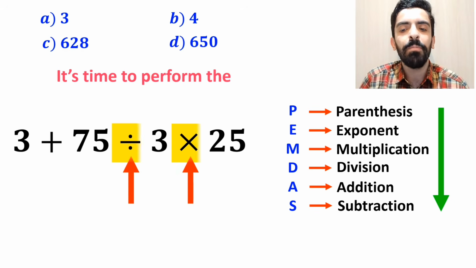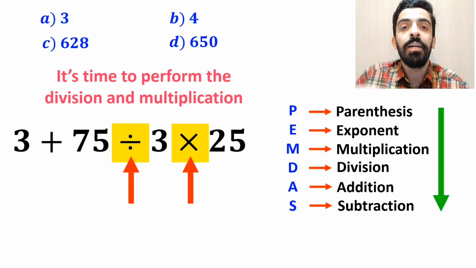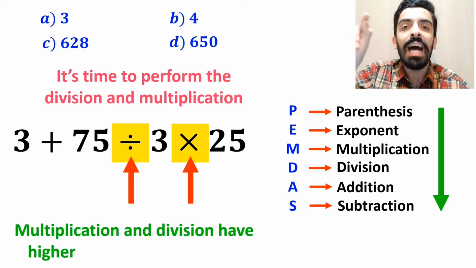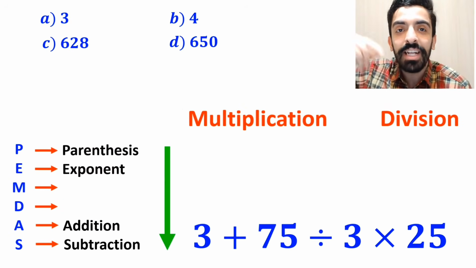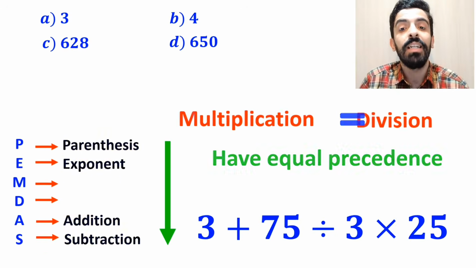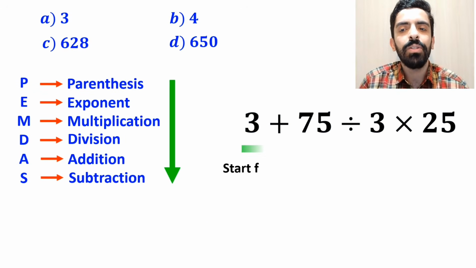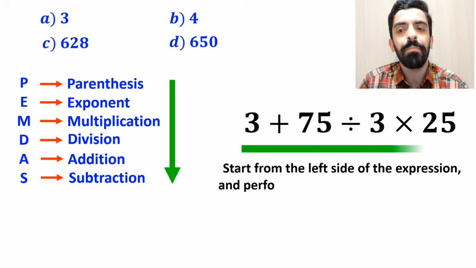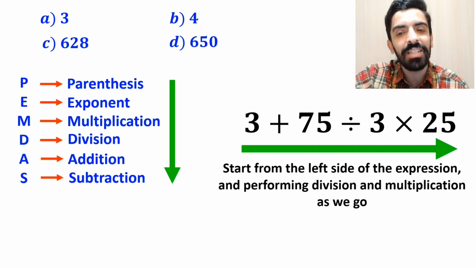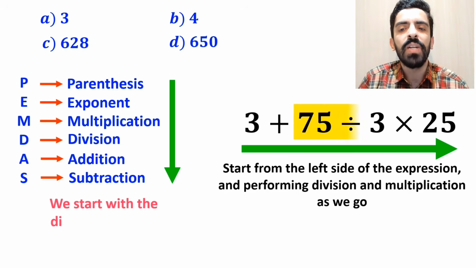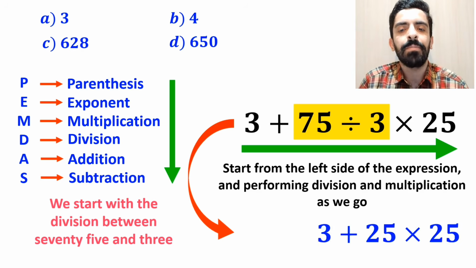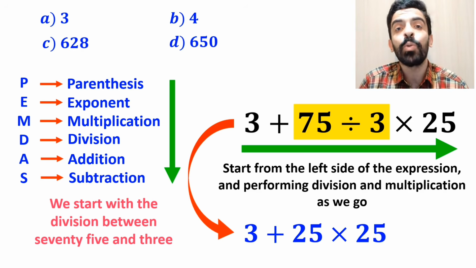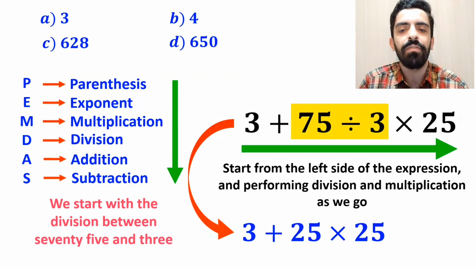Alright, now it's time to perform the division and multiplication because multiplication and division have higher priority than addition. However, we must pay close attention that multiplication and division have equal precedence. In this case, the best thing to do is to start from the left side of the expression, performing division and multiplication as we go. So, we start with the division between 75 and 3. And instead of this expression, we can write 3 + 25 × 25.